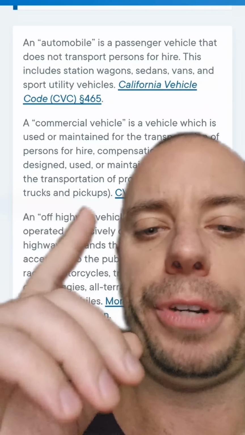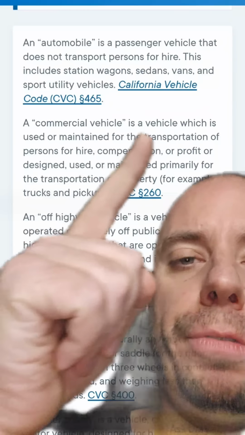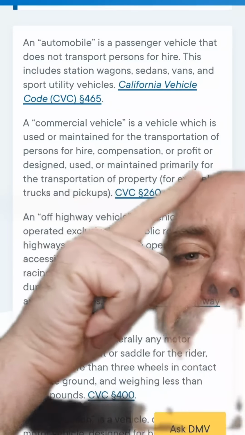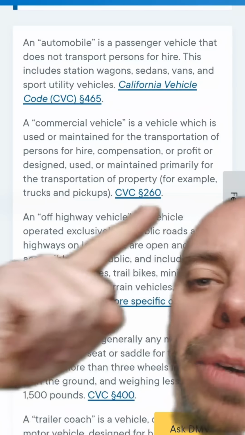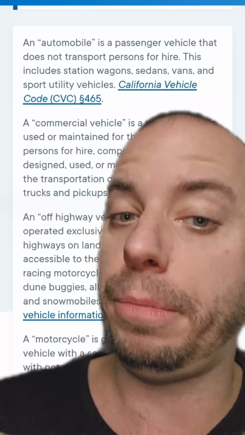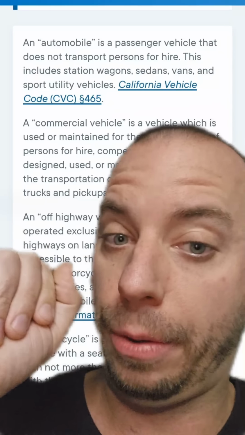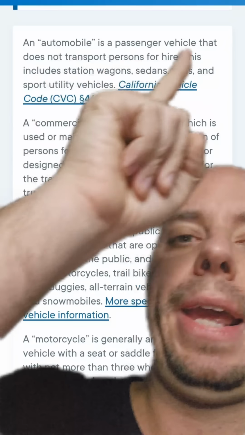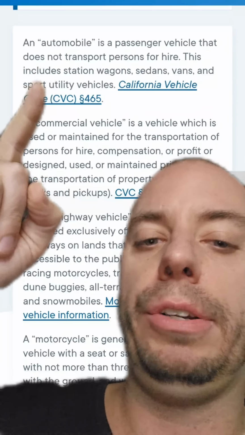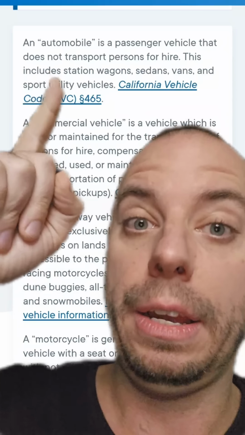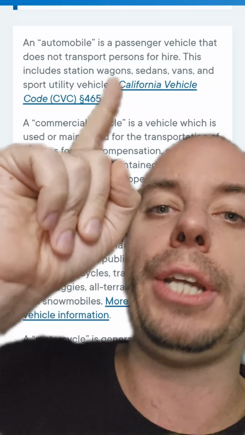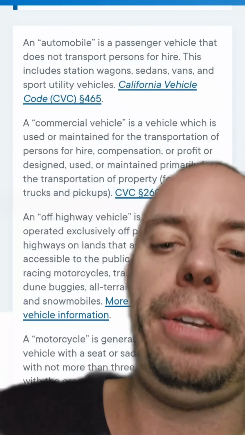You can even see here in California, they separate this out a lot. This is from, you just type in California Vehicle Code definitions, this will pop up. A commercial vehicle is a vehicle which is used or maintained for the transportation of persons for hire, compensation, or profit, or designed, used, and maintained primarily for the transportation of property. Whereas an automobile, you don't go to the Department of Motor Vehicles for automobiles, by the way. An automobile is a passenger vehicle that does not transport persons for hire. This includes, now it says includes, it doesn't mean is exclusive as only. It just says includes, meaning it could be one of these things or maybe other things too. Station wagons, sedans, vans, and sport utility vehicles.